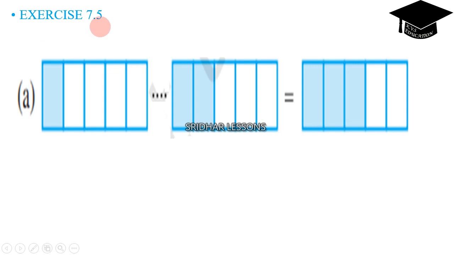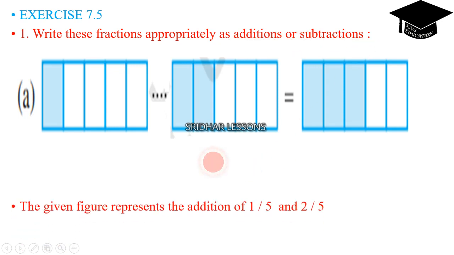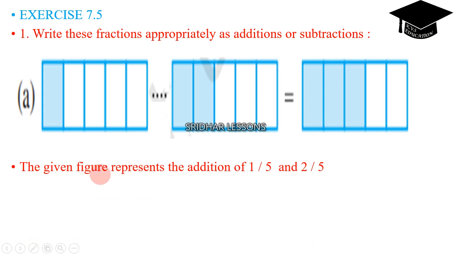We will look into exercise 7.5. Write these fractions appropriately as additions or subtractions. So the given figure represents the addition of 1 by 5, 1, 2, 3, 4, 5 parts, of which only one part is shaded, and 2 by 5, to get 3 by 5. Because the denominator is the same, 1 plus 2, this is 3 by 5.